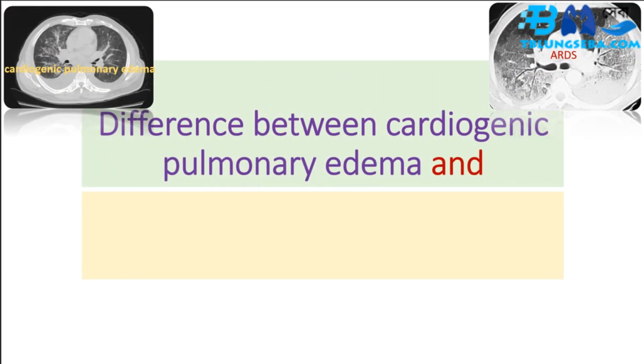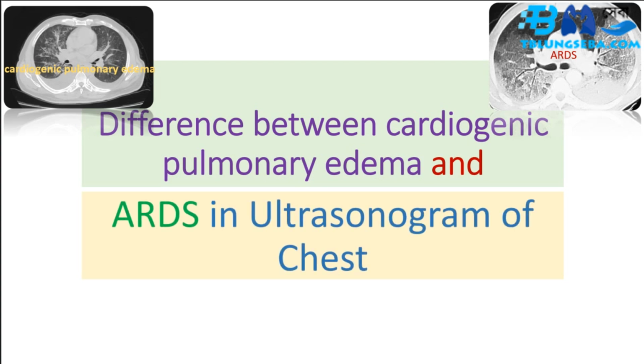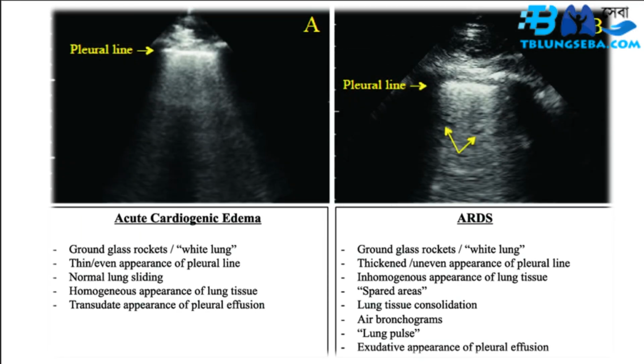Difference between cardiogenic pulmonary edema and ARDS in ultrasonogram of chest. Acute cardiogenic edema: ground glass rockets, white lung, thin even appearance of pleural line, normal lung sliding. Homogeneous appearance of lung tissue, transudate appearance of pleural effusion.